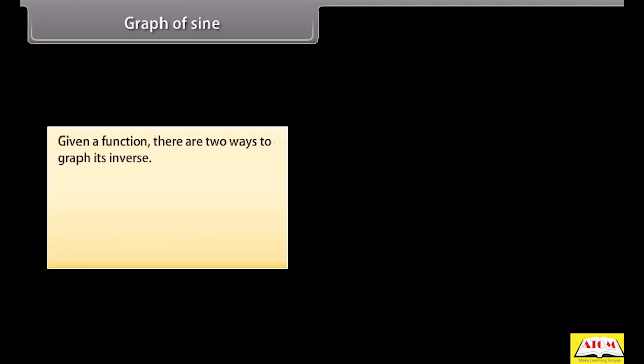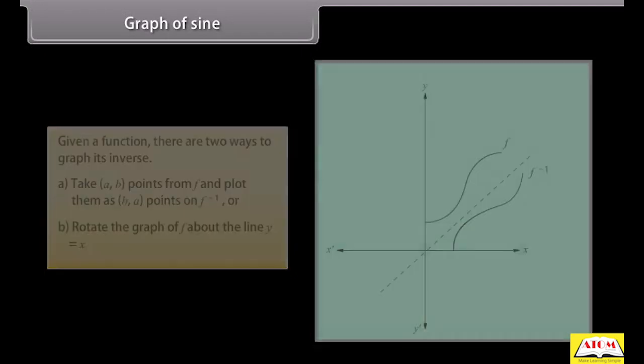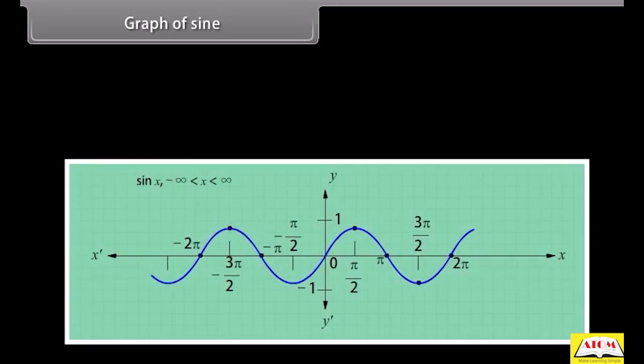Graph of sine. Given a function, there are two ways to graph its inverse. First, take (a, b) points from f and plot them as (b, a) points on f⁻¹, or second, rotate the graph of f about the line y = x. We will begin this discussion by finding the inverse of the sine function.